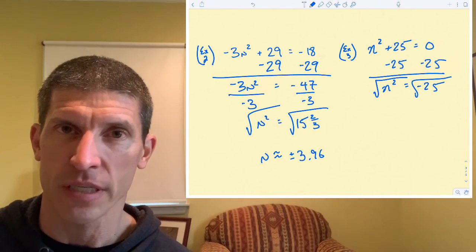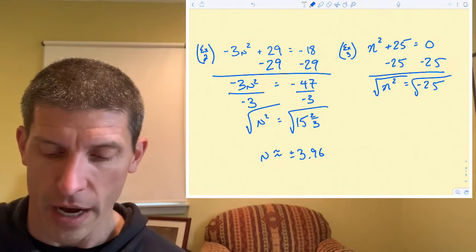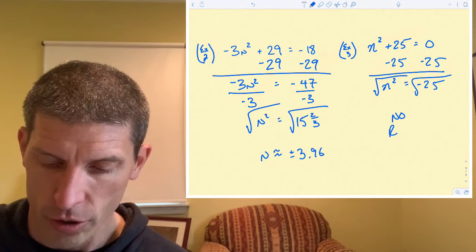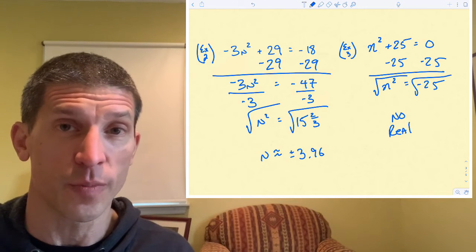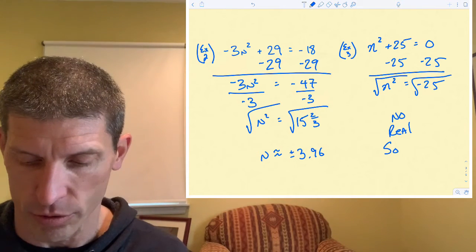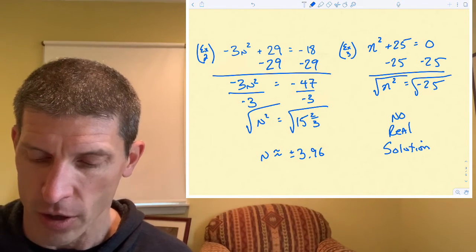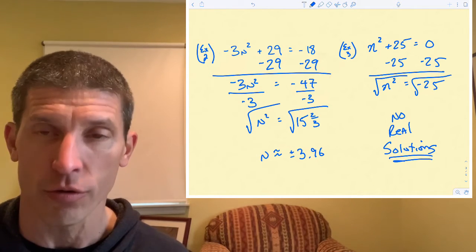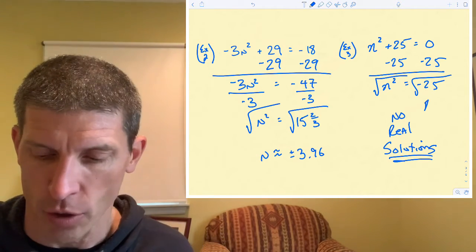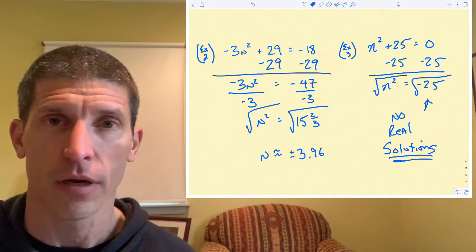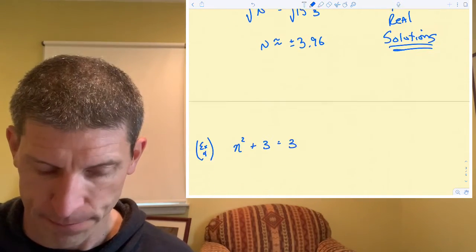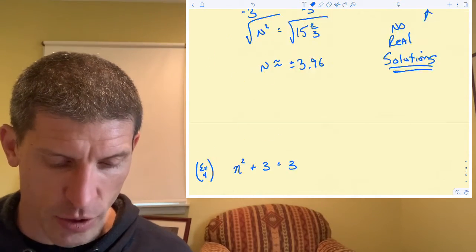I can't get a number times itself to be negative, which is why I'm going to go ahead and write here, no, and here's the key, no real solutions, because there are imaginary solutions to deal with. But for now, we're going to go ahead and say that there are no real solutions, and we're done, right? So if you see anything that looks like this, when you're taking the square root of a negative, no real solutions.